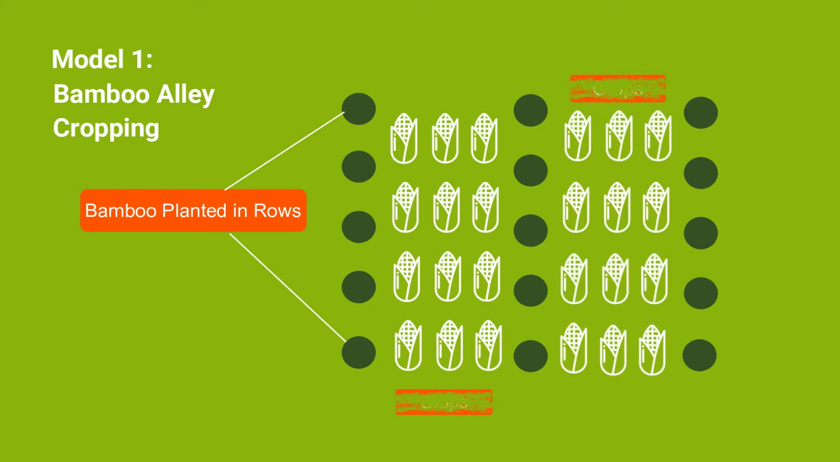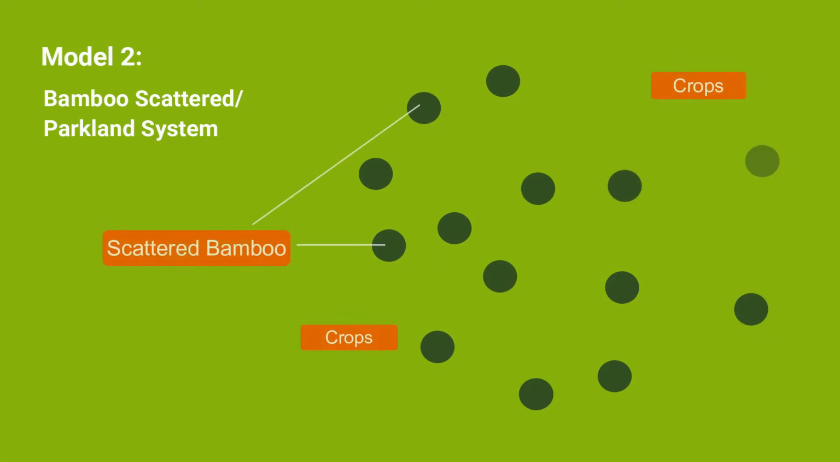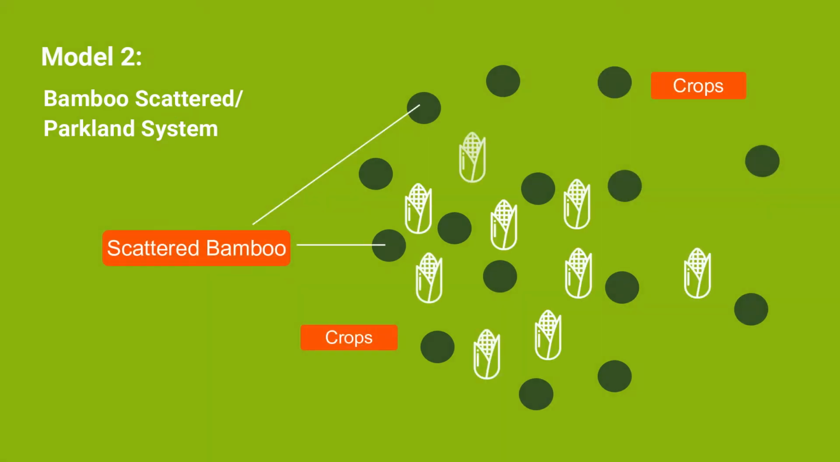We can also have the scatter system, or what we refer to as agroforestry parkland. Here you can have the bamboo scattered on your farmland and you have your crops or your livestock in between them.